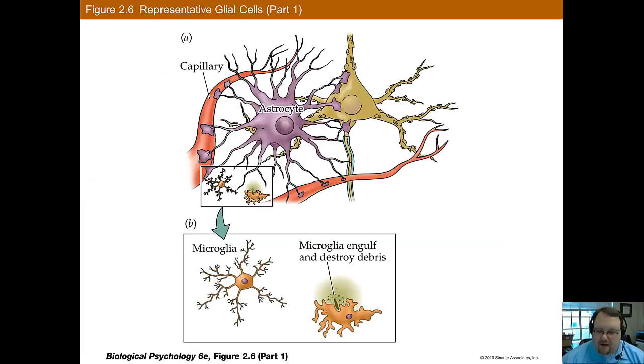So here you just have a bigger picture of an astrocyte connecting between a capillary and a neuron, and you also have microglia down here, much smaller, who will take debris and get rid of it.